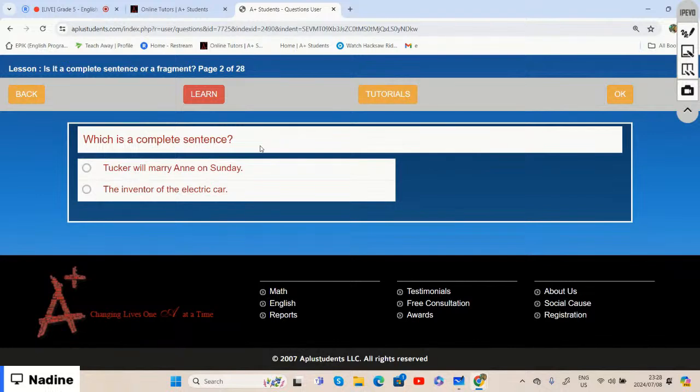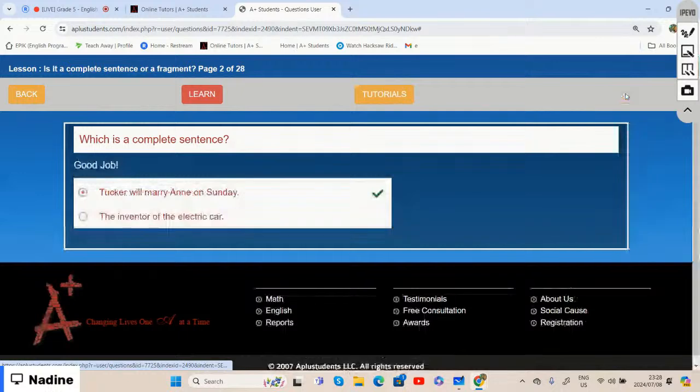All right, so if we were to select the complete sentence, we will say option one, which is Tucker will marry Anne on Sunday. It has both a subject and a verb. So well done. The subject is Tucker, will marry is our verb. So well done.